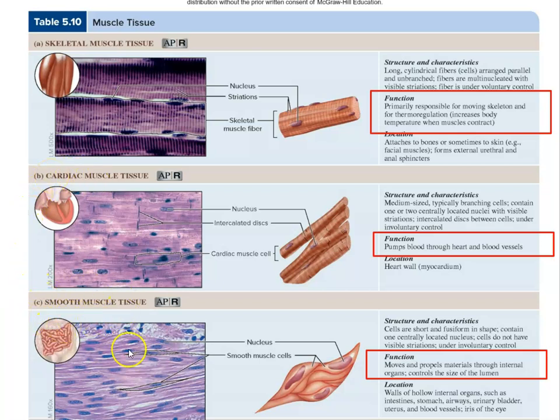Finally, you have smooth muscle, and you'll notice right away there are no striations on smooth muscle tissue. These are shorter tapered cells, and they have 1 nucleus in them. Their function is to move and propel materials through internal organs, and they help control the size of the lumen of those organs. For example, the lumen or the opening of your blood vessels is controlled by the smooth muscle to some extent, and the lumen of your gut, for example, your small intestine, is controlled by smooth muscle.